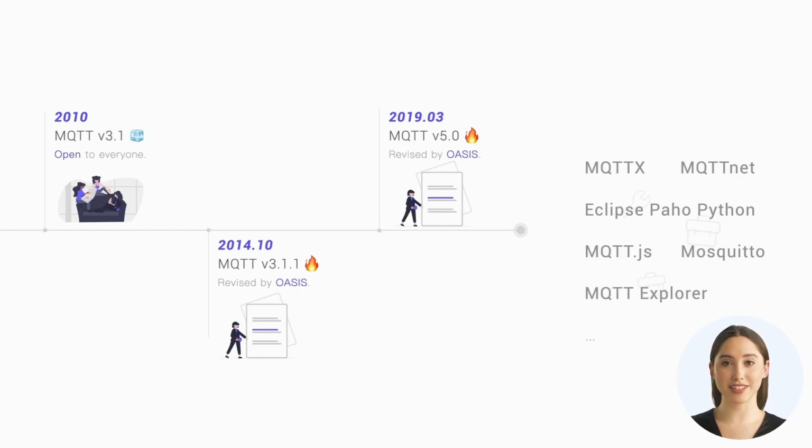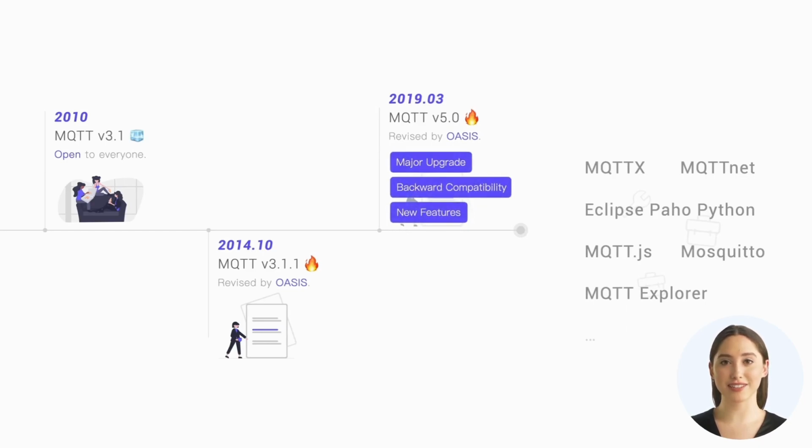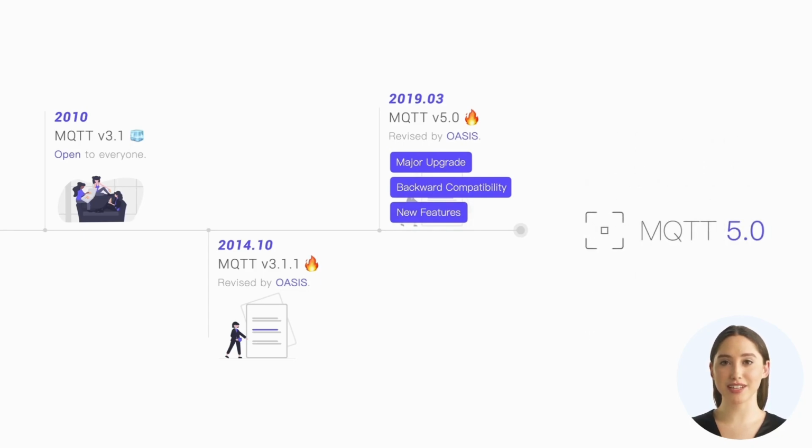MQTT 5.0 was released in 2019 and is the most significant protocol upgrade since its initial release. While maintaining backward compatibility, it solves several issues found in the old version and introduces many powerful new features. This course also mainly focuses on MQTT 5.0. If there is something different between 3.1.1 and 5.0, we will explain it in particular.